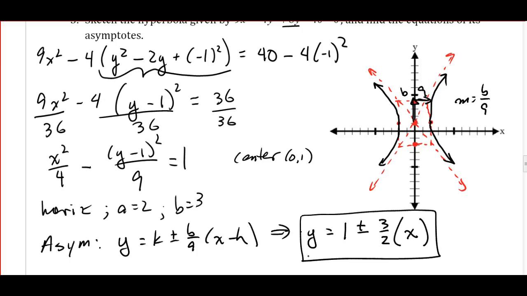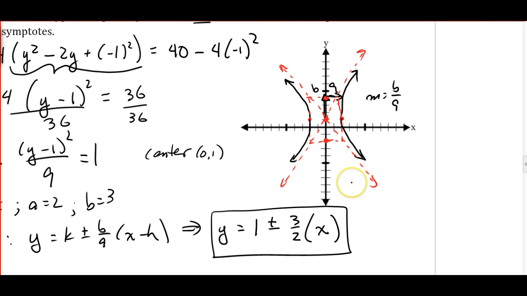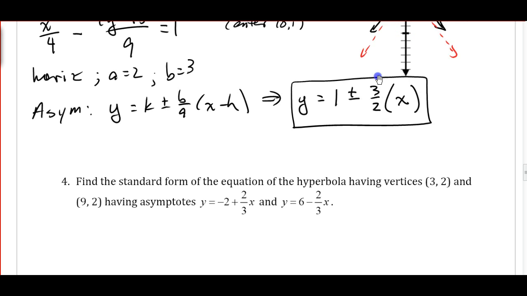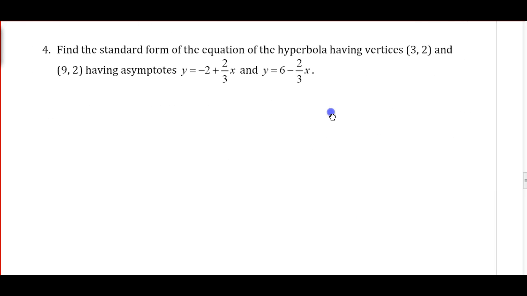Again, if you have any questions, pause the video, write them down so you don't forget. Let's move on to the next problem.